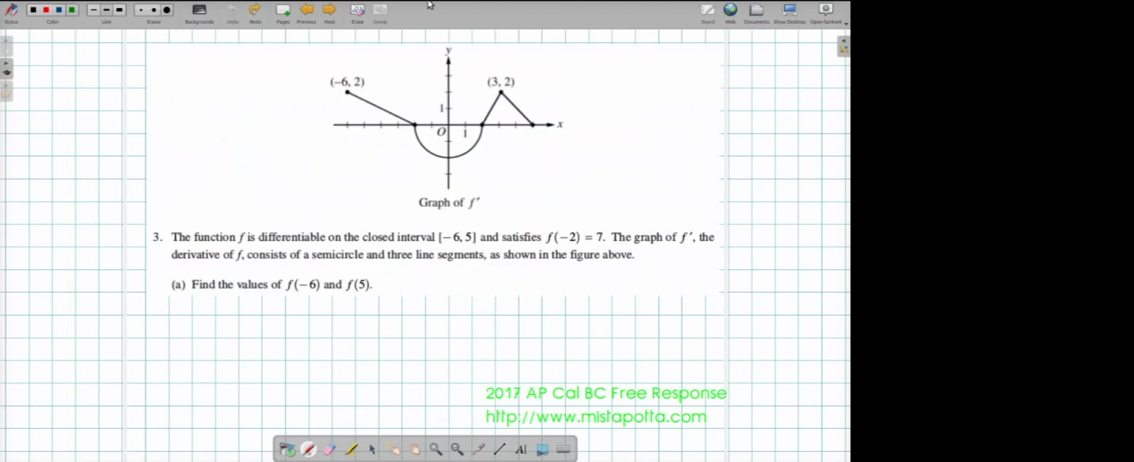Alright, so on to question 3. This question 3 says the function is differentiable in the closed interval and satisfies that f of negative 2 equals 7. The graph of f prime is given above, and they want us to find f of negative 6 and f of 5.